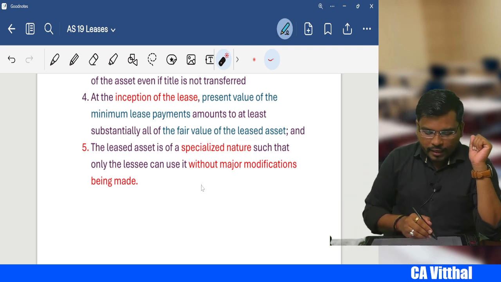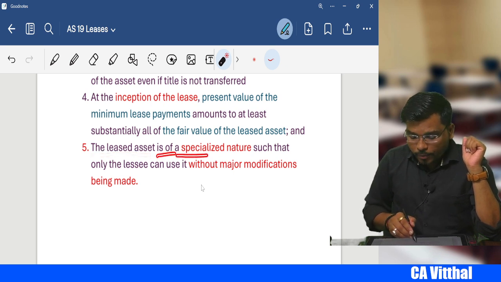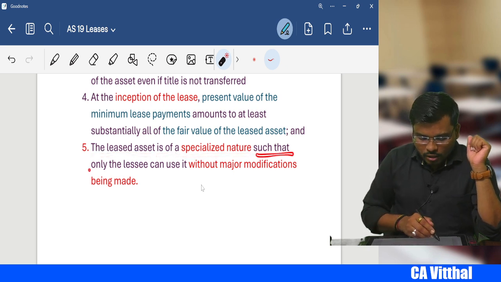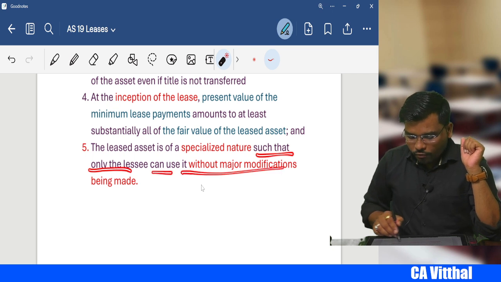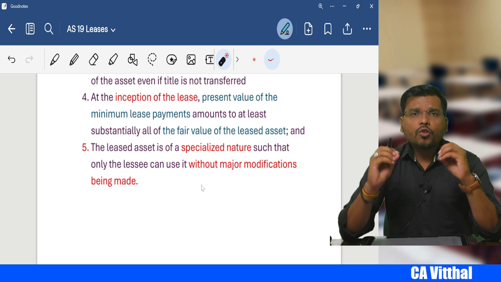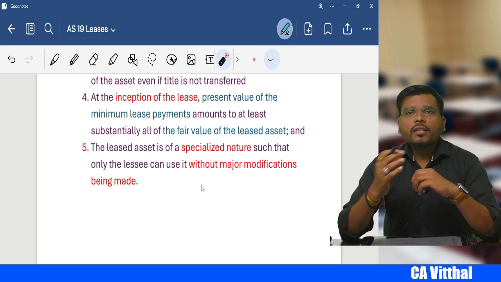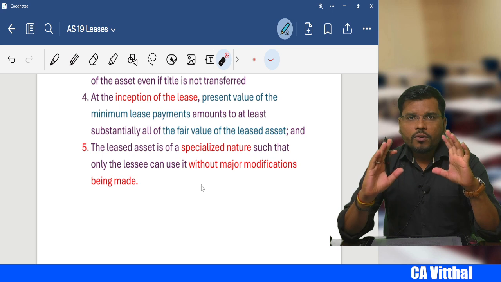And fifth, my dear students, the leased asset is specialized in nature such that only the lessee can use it without major modification. That means the leased asset can be used by the lessee only. Other than the lessee, no one can use it without special modification.